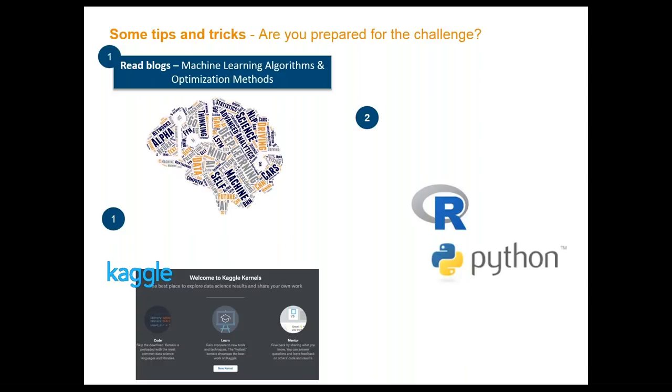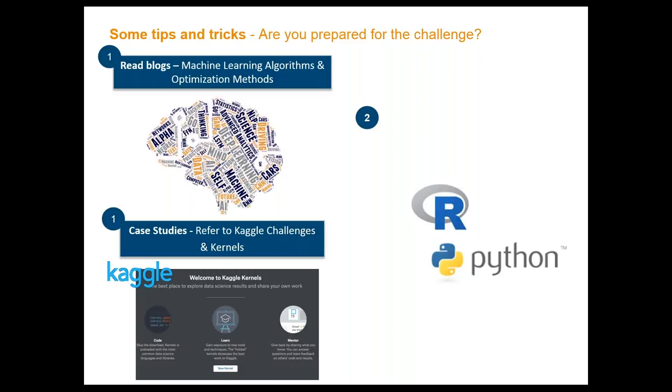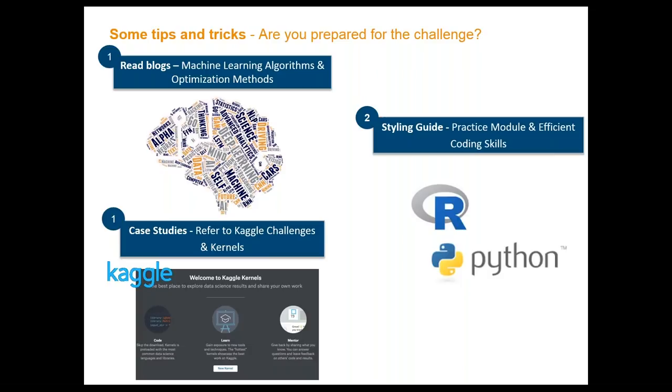Some tips and tricks for you for the challenge. First, read blogs, right? It's a good way to learn about machine learning algorithms and optimization methods and a lot of empirical evidence that is being found as a number of approaches are being used on different types of problems that might be common in some way. So it's a great way to learn about which techniques might be best suited in which situations. Case studies, you know, we'd certainly recommend referring to Kaggle challenges or kernels to explore what worked where, right? And then finally, styling guides, you know, make sure that you can learn about practice modules and efficient coding skills in R and Python, which are effectively the lingua franca of data science today.